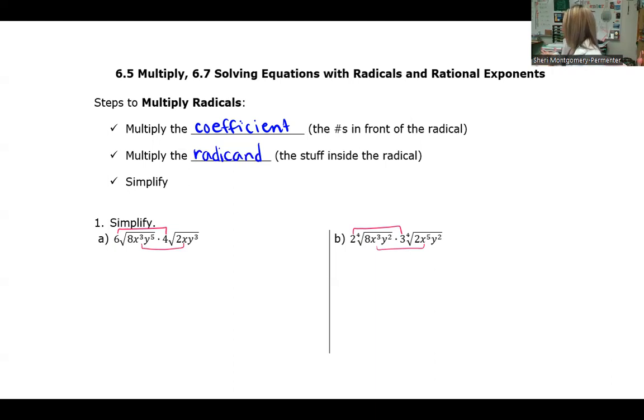So that's what we're going to do first. We're going to rewrite it and multiply the outside with the outside, the inside with the inside. Looking at the outside, I have 6 times 4. So 6 times 4 is 24. Then I have radicals. Since the two radicals are going to go together, I'm going to make a big radical.